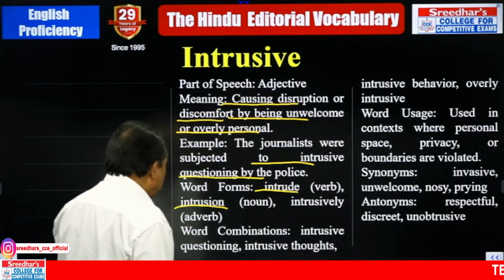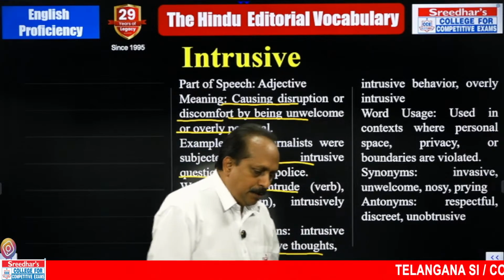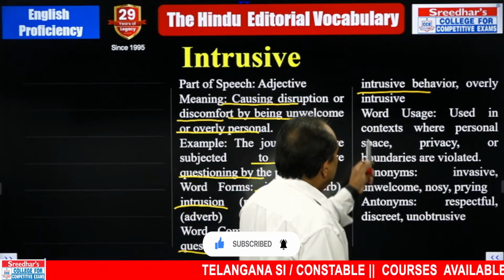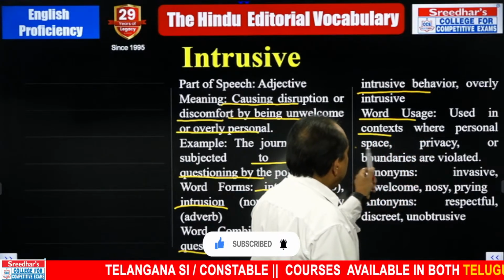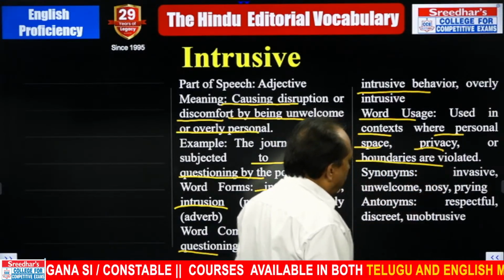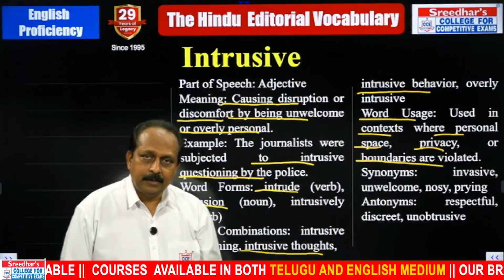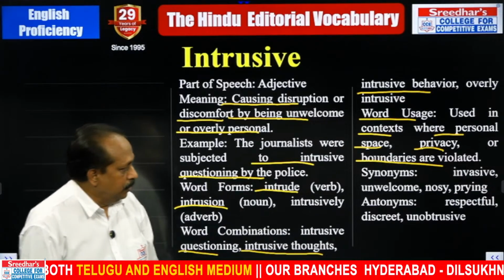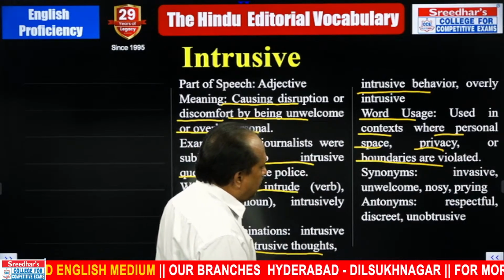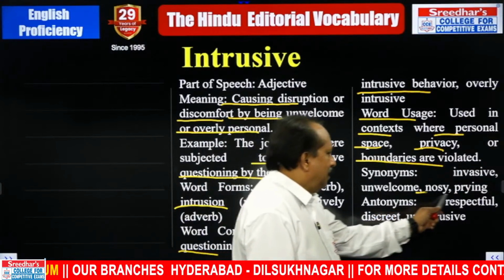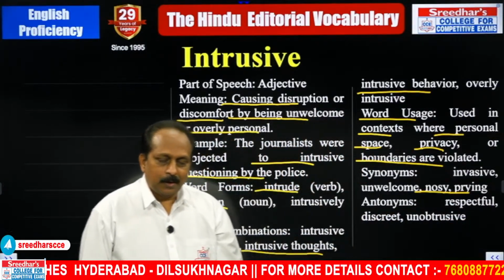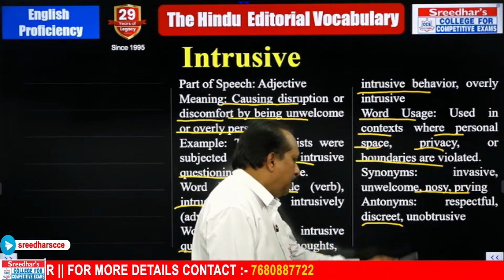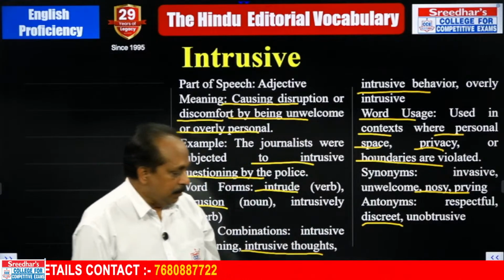Word combinations: intrusive questioning, intrusive thoughts, intrusive nature, intrusive behavior, and, as I said, overly intrusive. Used in contexts where personal space, privacy, or boundaries are violated. This is what I was talking about precisely. You go beyond the limit, you touch the personal life of someone, then we use this word. Synonyms: invasive, unwelcome, nosy, prying. These go with informal English, not with formal English. Antonyms: respectful, discreet, unobtrusive. Discreet is an important word you have to remember.